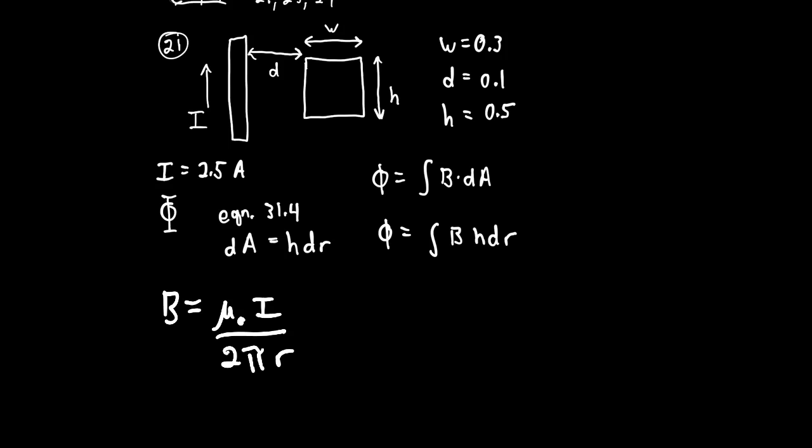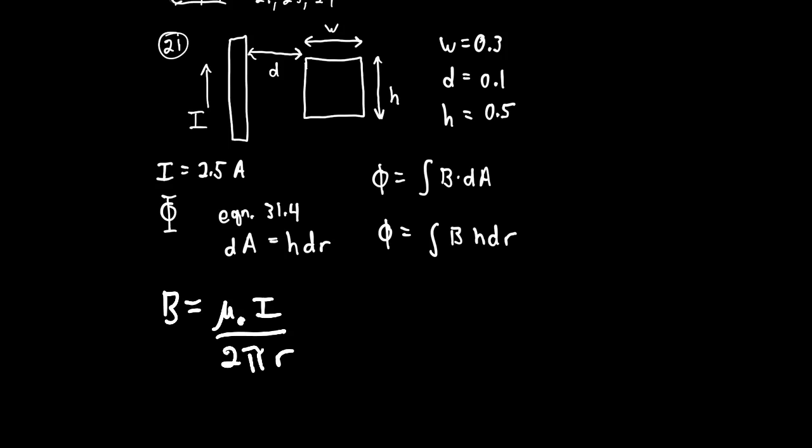Now, this is my current. What's the distance of this loop from the wire? Is it only one distance? This side is d. How far is this side? d plus w. So I have to integrate over that whole distance. That's where the dr comes in. I'm adding up all the contributions from distance d all the way to distance d plus w.